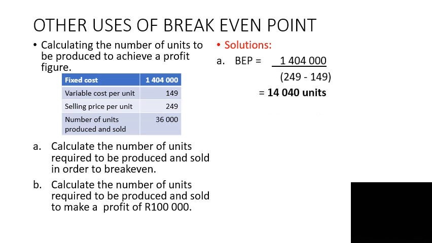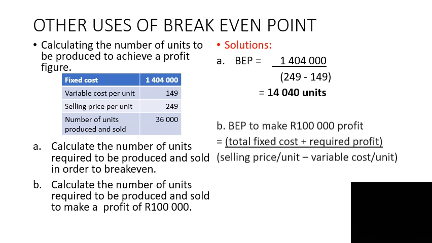Our break-even point is our total fixed cost divided by contribution per unit. We have noticed it is 14,040 units. So to cover all fixed costs before we make a profit, we need 14,040 units. Now, how many units must we produce now to make a profit of 100,000?